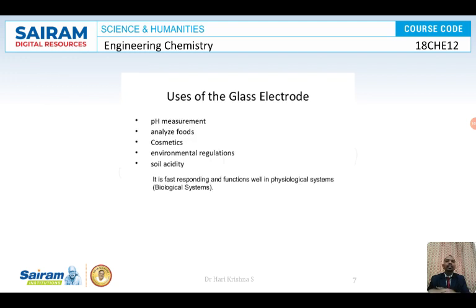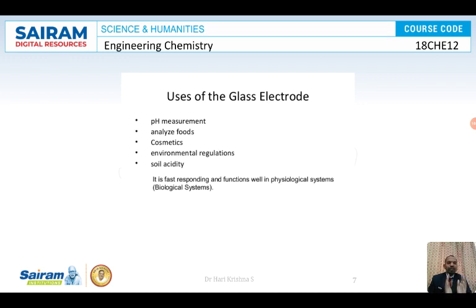Now let us see the applications or uses of the glass electrode. These glass electrodes are used in pH measurement. It is used to determine the pH of food, to analyze the pH of cosmetics, for environmental regulation, and for the acidity and basicity of soil. Especially for soil, in order to get a good crop, the pH value of the soil is very important. In such cases, we use the glass electrode.